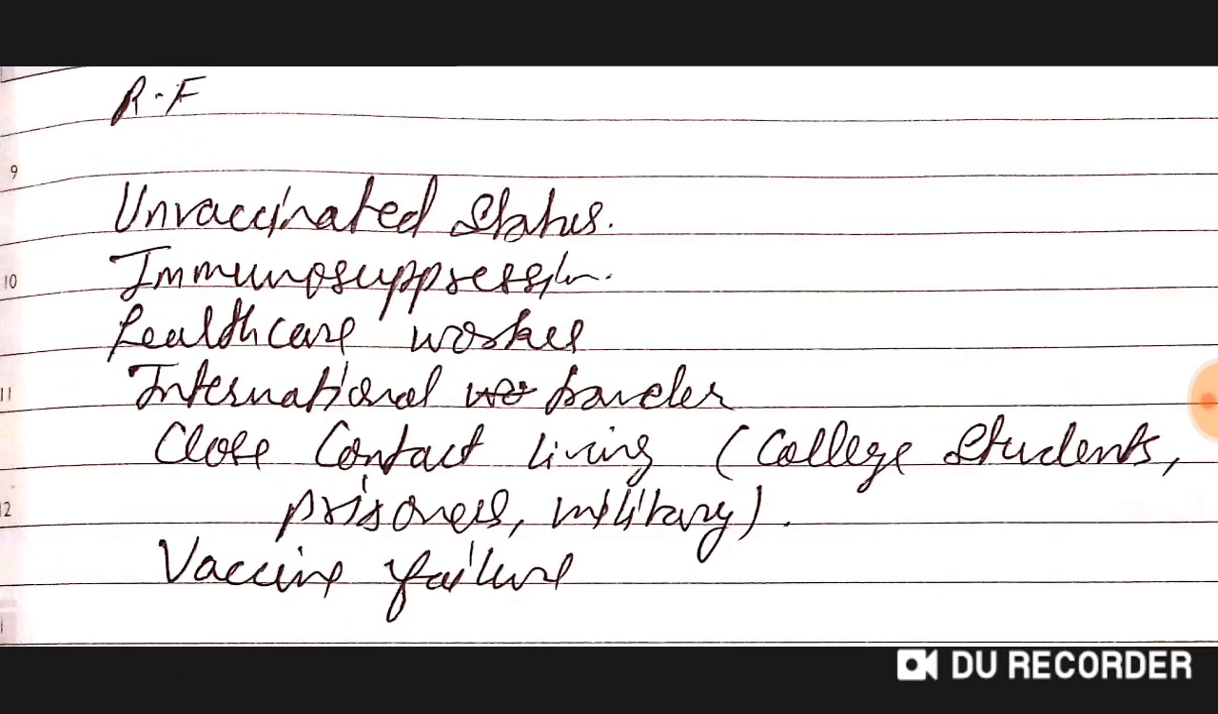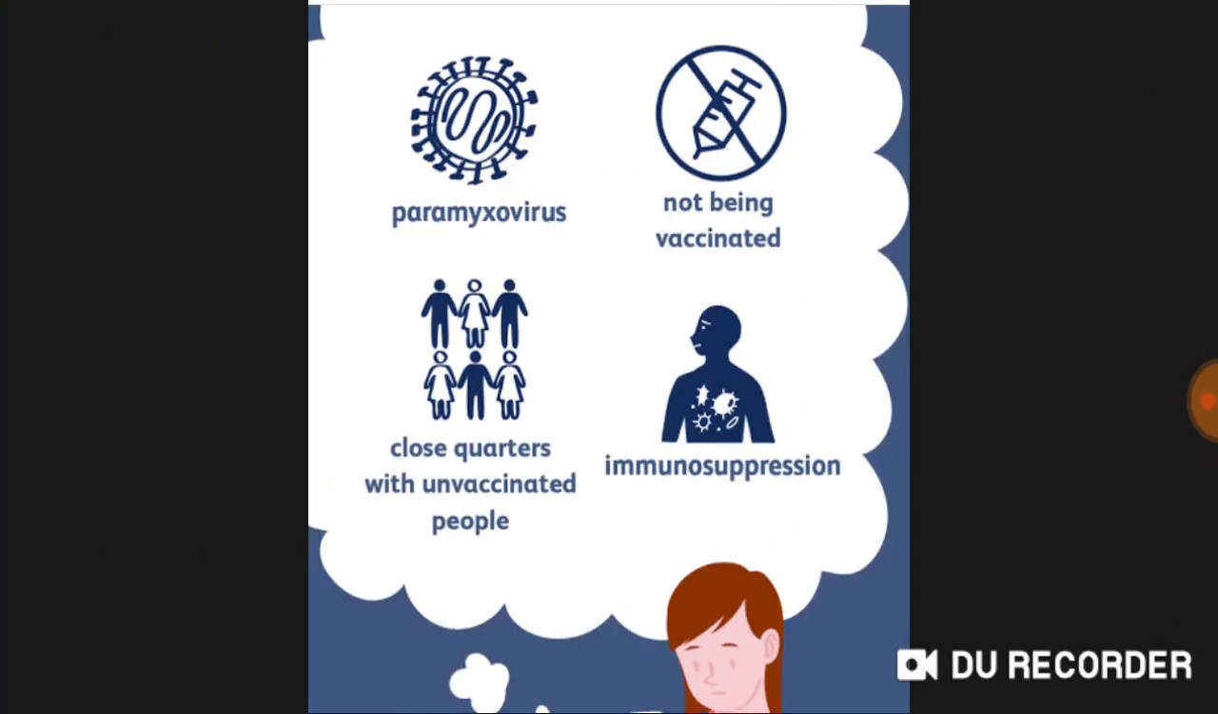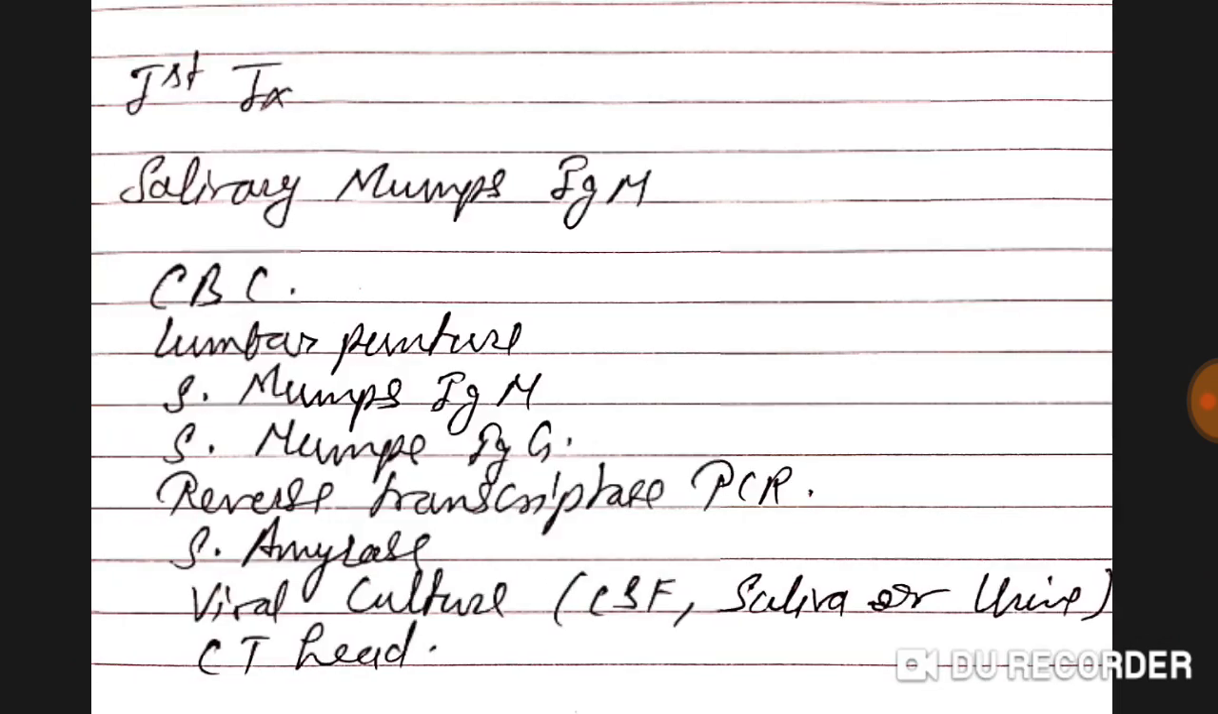Okay, risk factors of mumps are unvaccinated status, immunosuppression, and healthcare workers, by droplet infection through a patient. A healthcare worker can be affected, as can international travelers, close contact living, college students, prisoners, military, vaccine failure. Okay, let's see. Paramyxovirus, not being vaccinated, close quarters with unvaccinated people, immunosuppression. These are the risk factors.